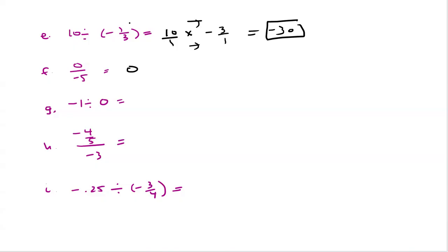However, for this one, okay, -1 divided by 0, right, that's if I rewrite this, it'll be -1 divided by 0 like that. We can't divide by 0, okay? So in this case, this will be undefined, okay?